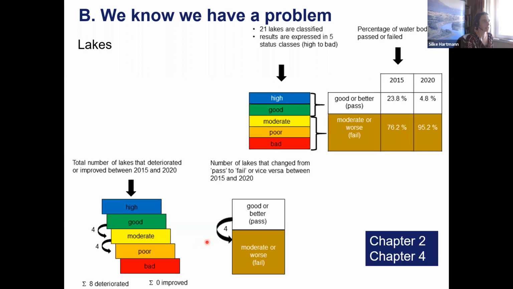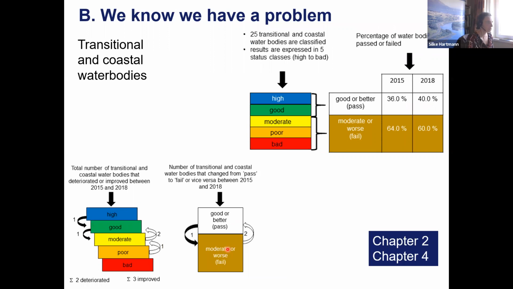Moving on to lakes, we have 21 lakes, which we classify into 5 status classes. If we look at the 2 reporting periods, we can see there was a considerable drop in the number of lakes that are at good or better status. And if we look at the summary of deteriorations, we see that 4 lakes deteriorated from good or better to moderate or worse.